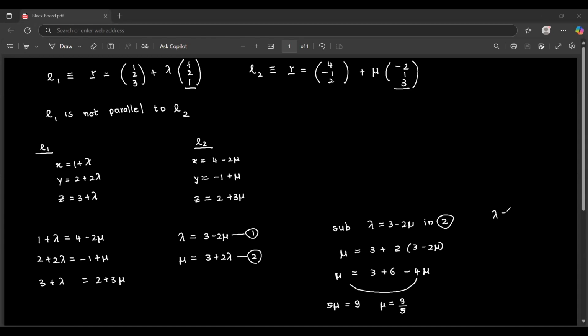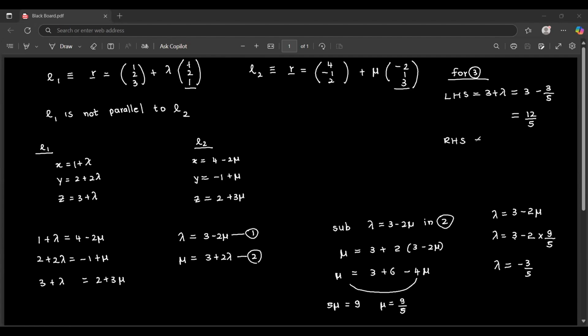And we know lambda is equal to 3 minus 2 mu. So lambda is equal to 3 minus 2 into 9 over 5, which is equal to (15 minus 18) over 5, so minus 3 over 5. Now we have to verify the third equation. For the third equation, LHS is equal to 3 plus lambda, which is 3 plus minus 3 over 5, means 3 minus 3 over 5. So that is equal to 12 over 5. And now RHS is equal to 2 plus 3 mu, and 2 plus 3 mu is equal to 2 plus 27 over 5, which is 37 over 5.